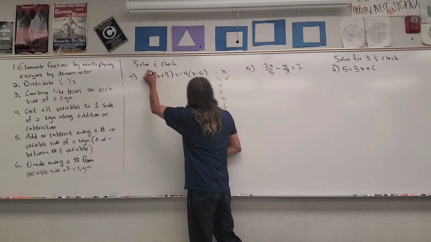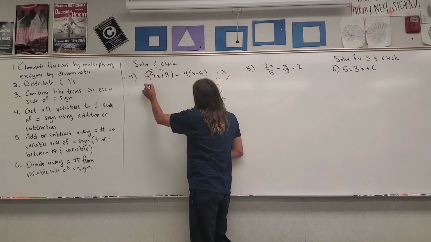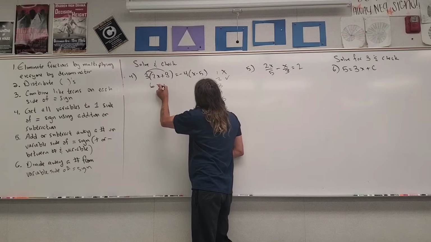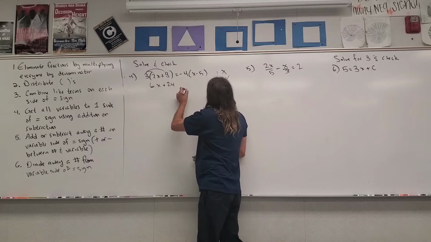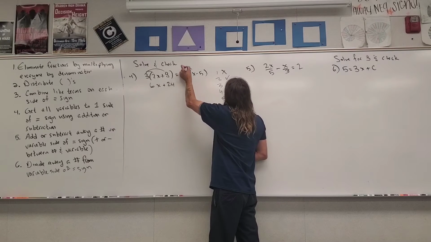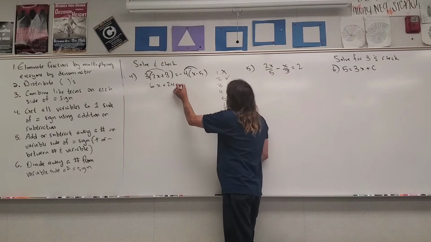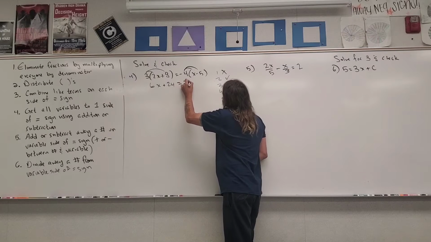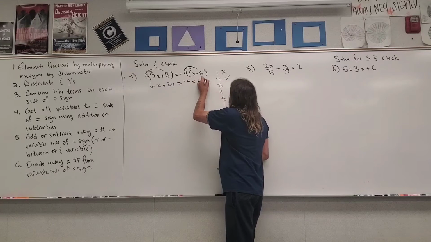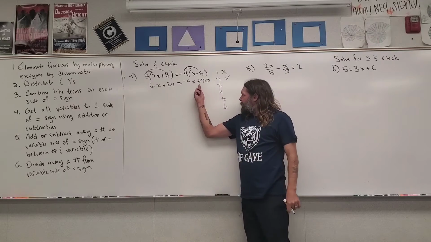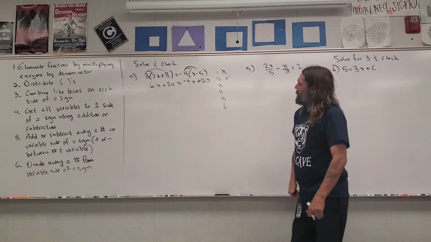I'm going to pass out the 3 to the 2x and the 3 to the 8. So I get 6x plus 24. And I'm going to pass out the negative 4 to the x and the negative 4 to the 5. And here I get minus 4x plus 20. A lot of you on that test, you put a minus there. That was a mistake that was made.